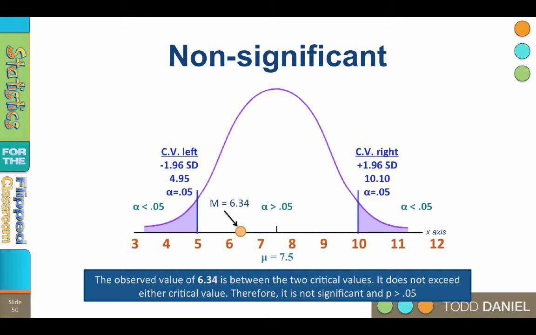And now we sample a third country. This country has an average baby weight of 6.34 pounds. The observed value of 6.34 is between the two critical values. It does not exceed either critical value. Therefore, it is not statistically significant, and the probability of pulling a sample at random with a value of 6.34 is greater than 0.05. This is an expected mean that we might randomly select if the sample is drawn from a population with a mean of 7.5.